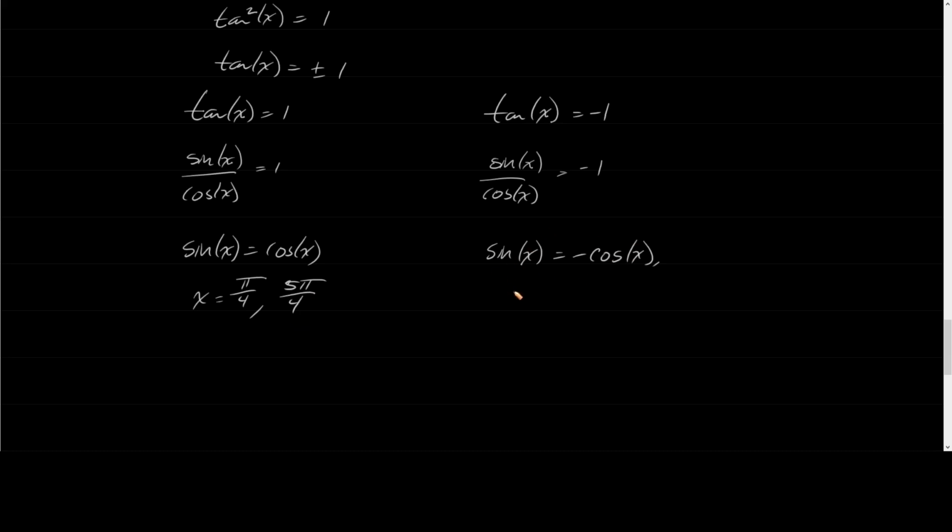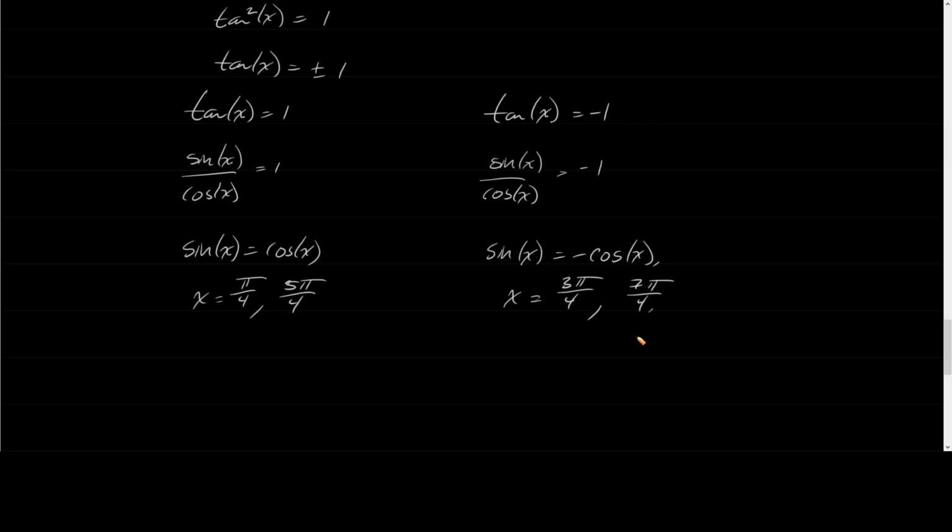In this part over here, this is asking where is sine equal to the negative of cosine. Well, this happens in the second quadrant at 3 pi over 4, and then it happens again in the fourth quadrant at 7 pi over 4. That's where they are negatives of each other. So those would be our 4 solutions.